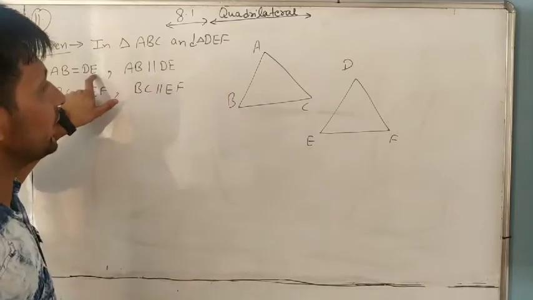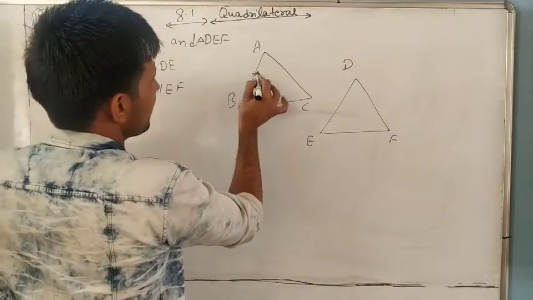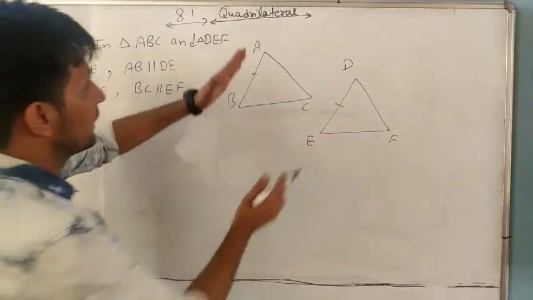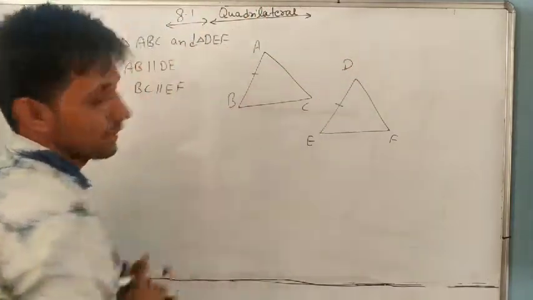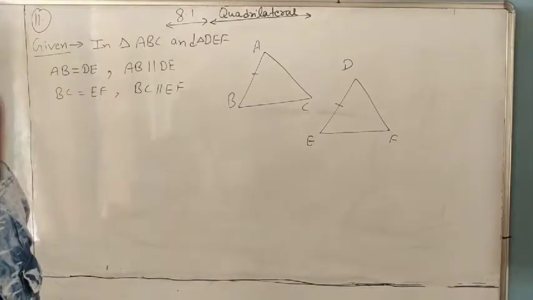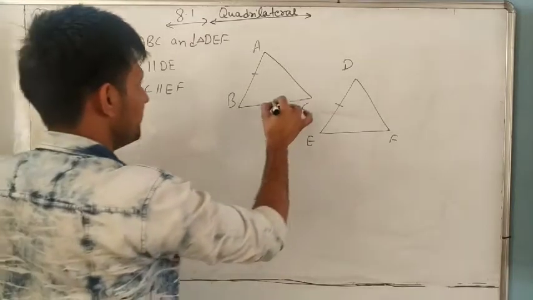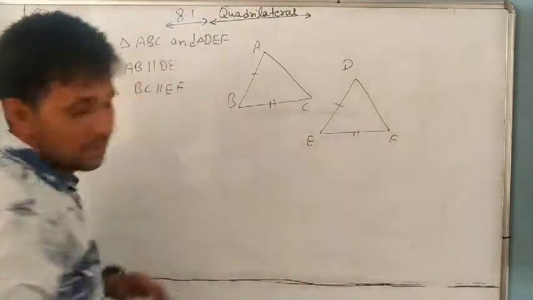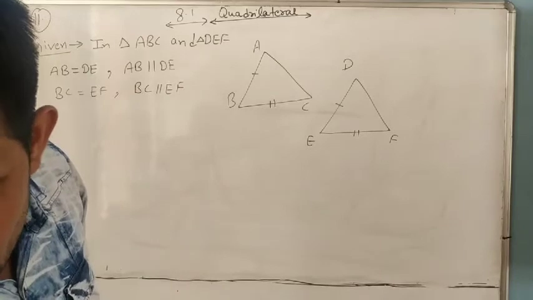AB is equal to DE, so AB equal to DE is given. Next, AB is parallel to DE, these are parallel also given. Next is BC, BC is equal to EF, EF also given.